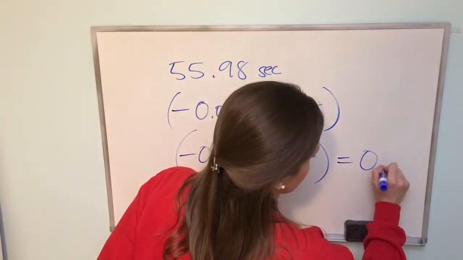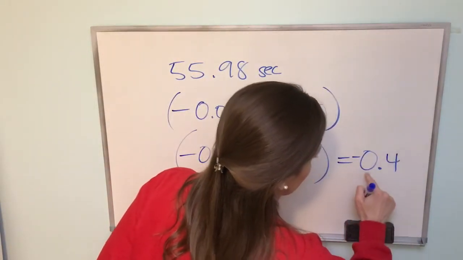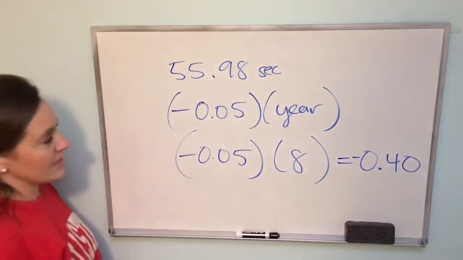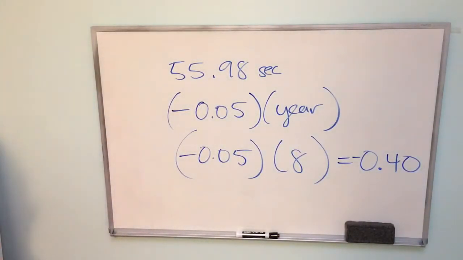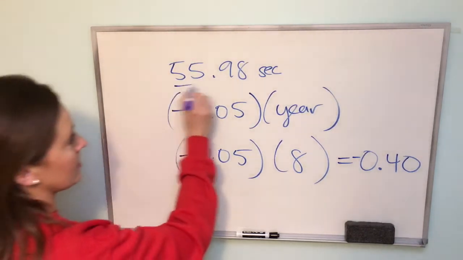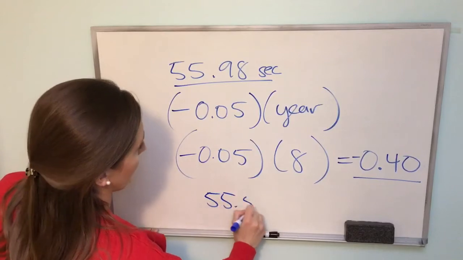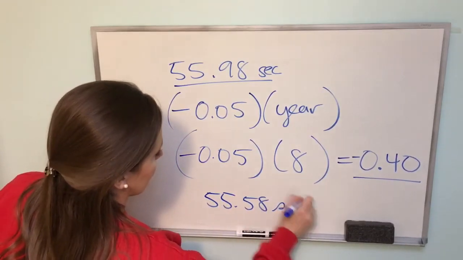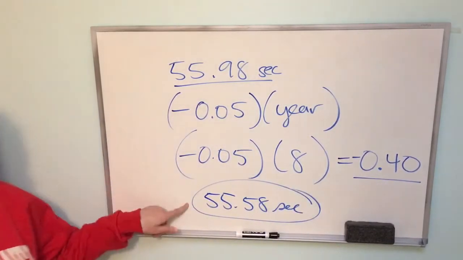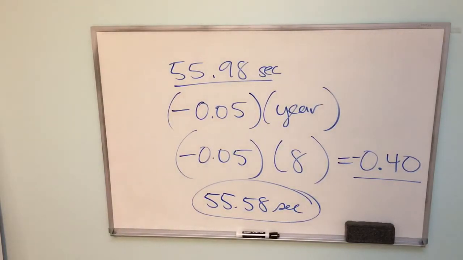So this is a difference of negative 0.40 seconds. So then what's the record predicted for 2020? This minus this, right? Will give you 55.58 seconds. Be interesting to see if we're close to that now. Great. Those are the first 4. Let's go to the next page.